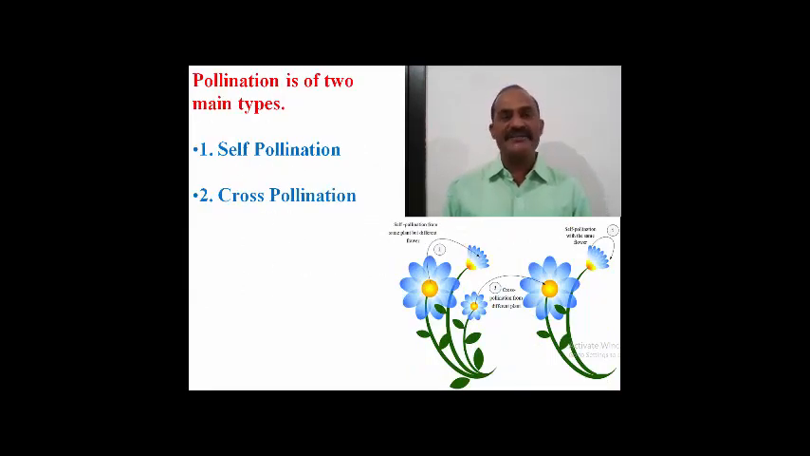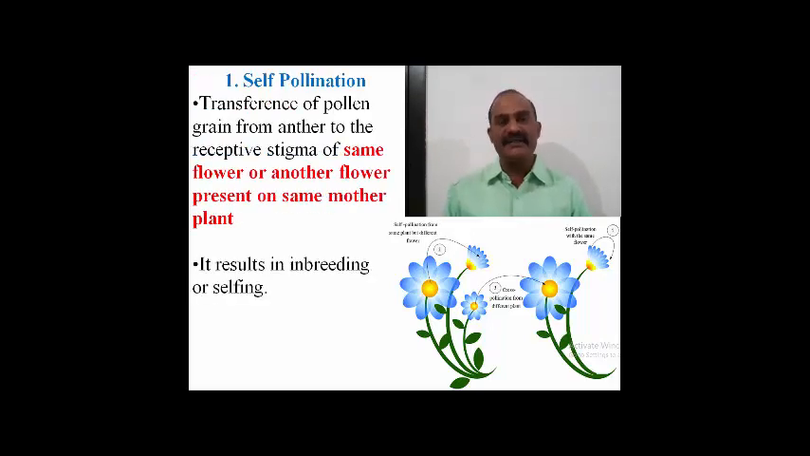As far as pollination is concerned, it is chiefly divided into two major types. The first one is called self-pollination, and the second one is called cross-pollination. Now here you can see the definition of self-pollination. It is a transference of pollen grain from anther to the receptive stigma of gynoecium of the same flower or a different flower present on the same mother plant. Mind it well, either the flower is the same or two flowers, but they must be present on the same mother plant. In that condition, we can call it self-pollination.